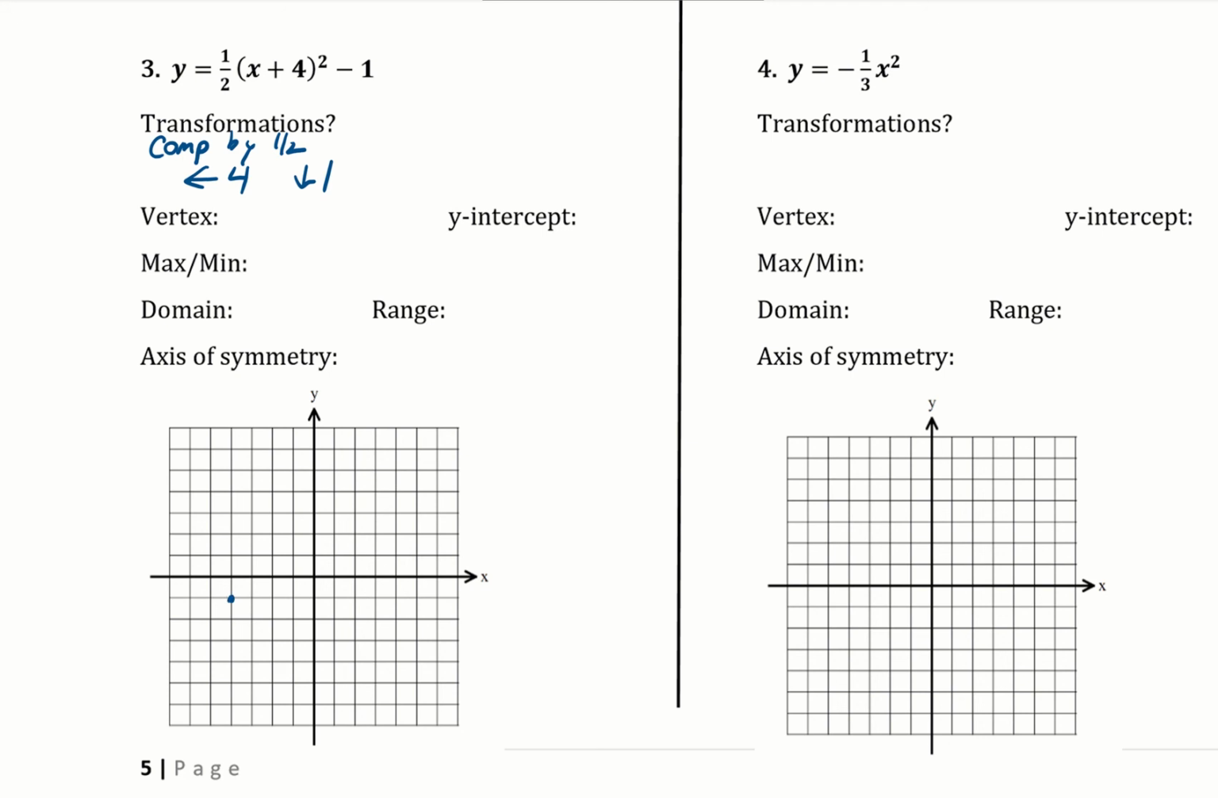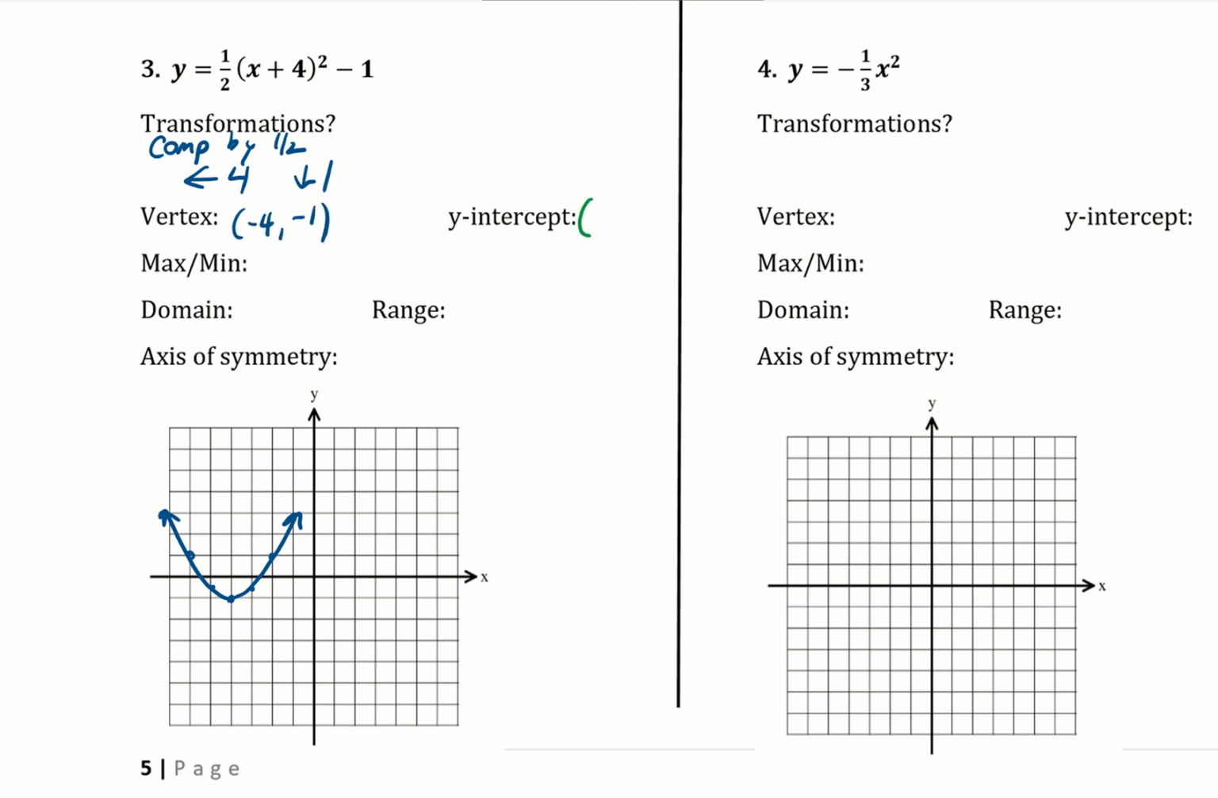The compression tells me to go over 1, up 1/2 of 1. So that's over 1, up 1/2 in both directions. Over 2, up 1/2 of 4, which is 2. So that's going to give us a wider parabola that looks something like that. Our vertex is at -4, -1.